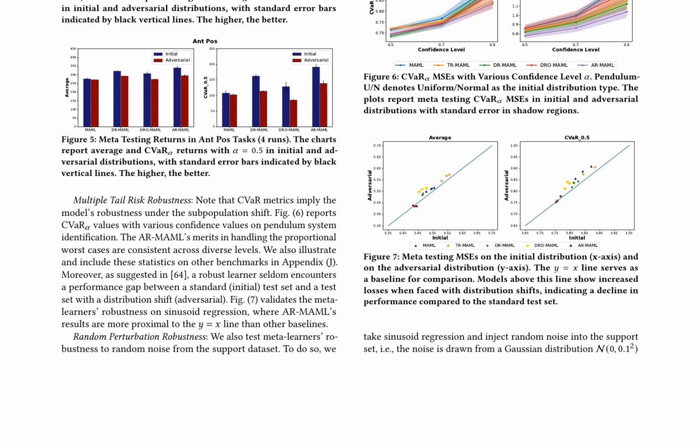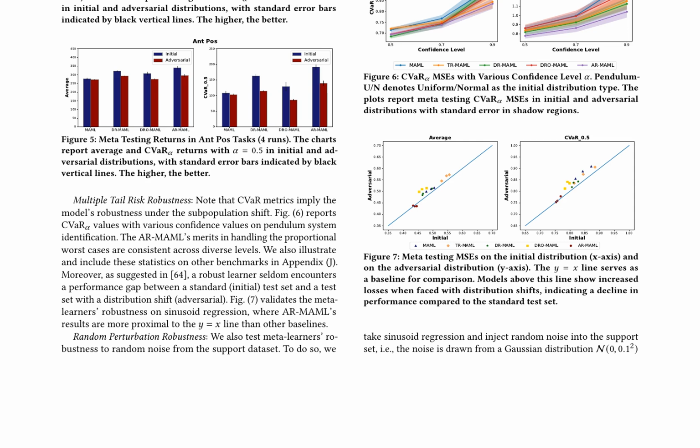Figure 6 shows the CVaR values with various confidence levels on the pendulum system identification task, demonstrating that ARMAML is more robust to proportional worst cases across diverse levels. Figure 7 validates the meta-learner's robustness on sinusoid regression, where ARMAML's results are more proximal to the y=x line, indicating better performance under distribution shifts.